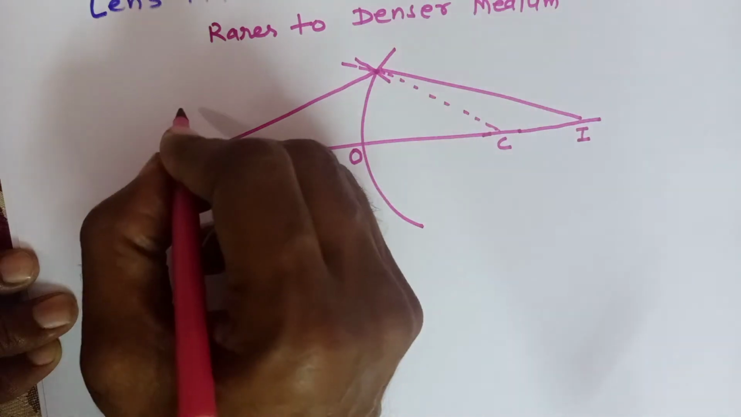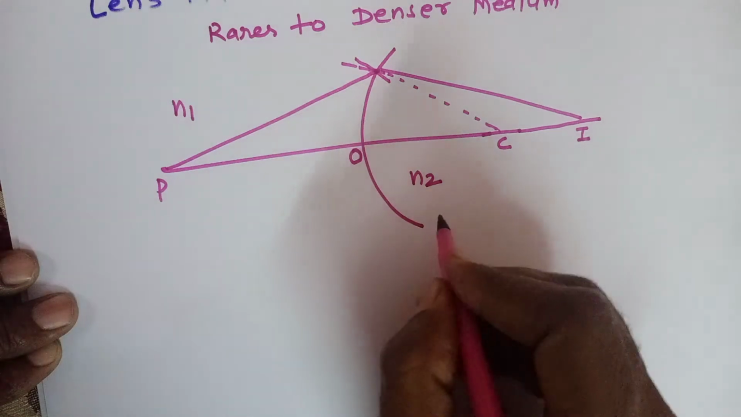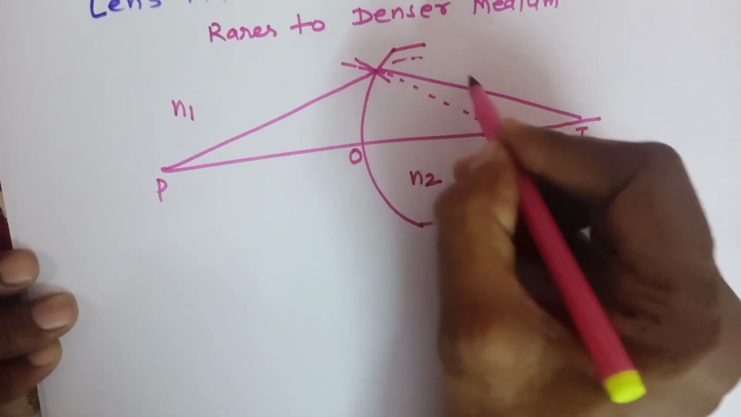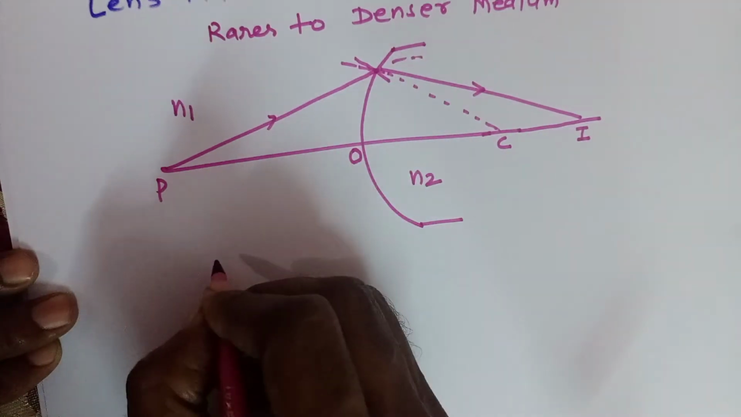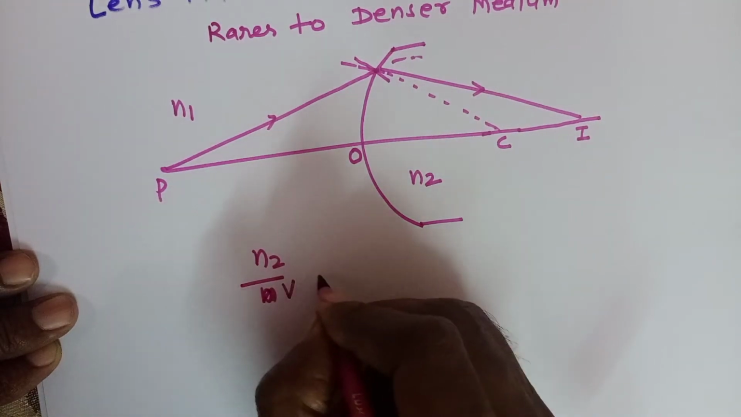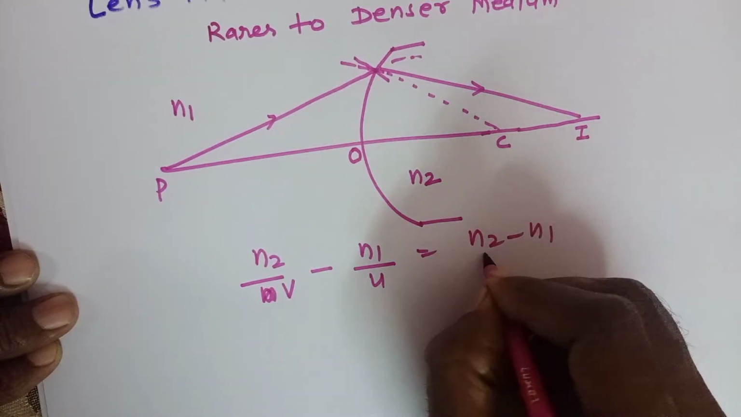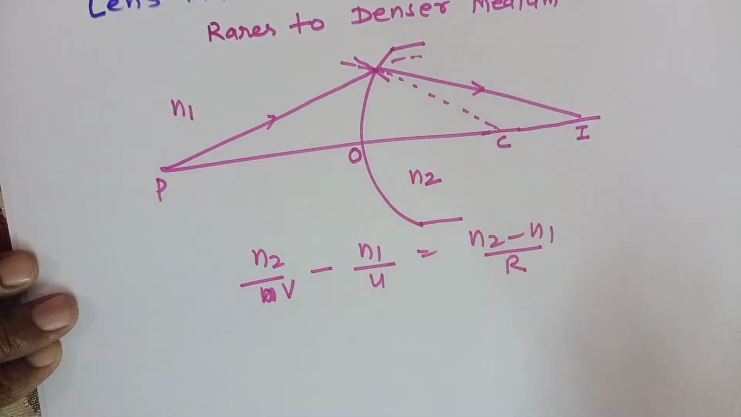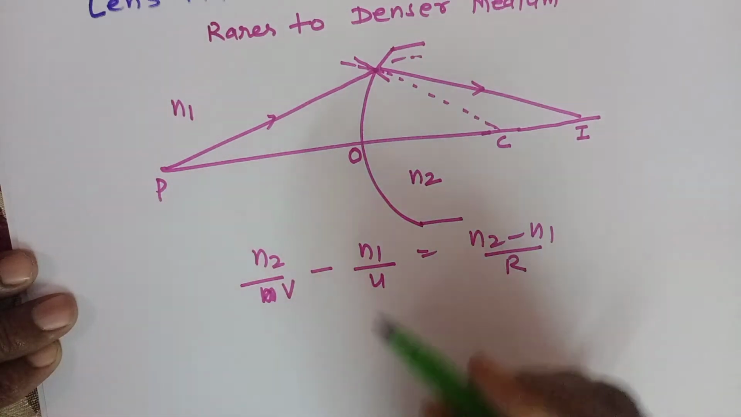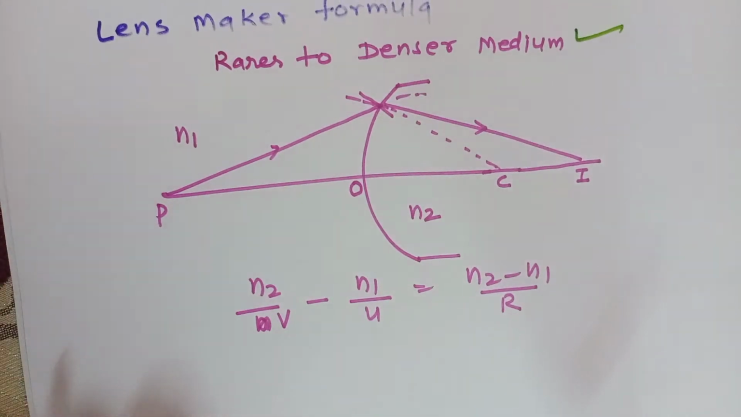And of the two media, one medium was N1 and the other, the denser medium, was N2. So in that case the final result was N2 by V minus N1 by U, equal to N2 minus N1 by R. So when refraction takes place from a rarer medium to a denser medium, N2 by V minus N1 by U is equal to N2 minus N1 by R.